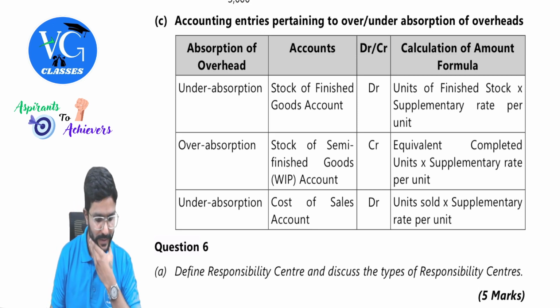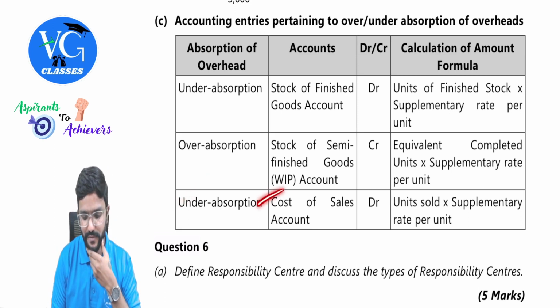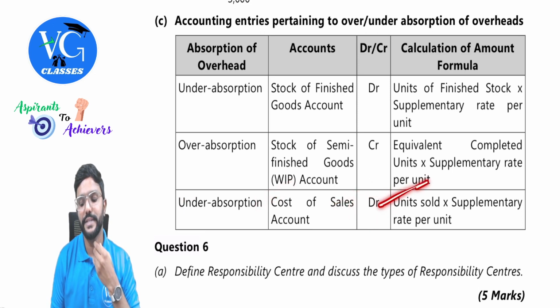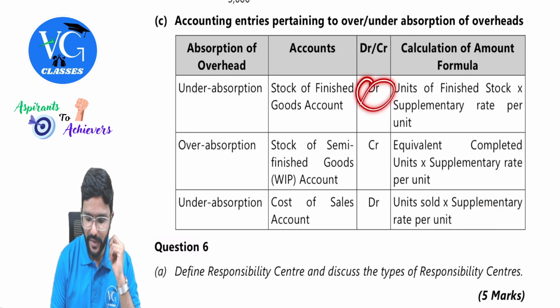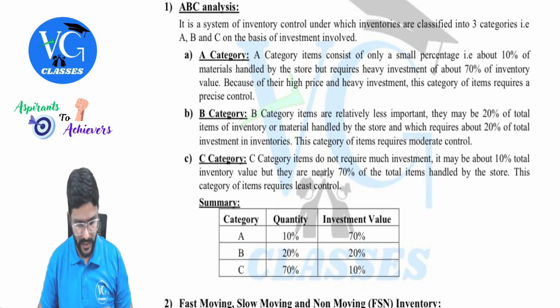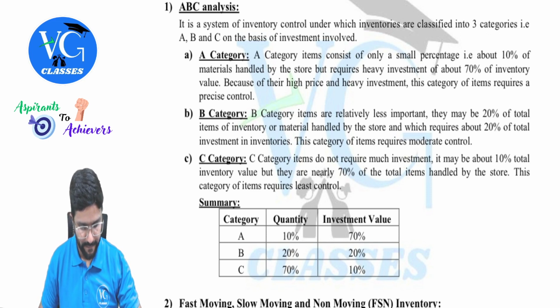Under absorption, cost of sales account will again be debited. So units sold into supplementary rate per unit, guys. And for this, what to debit and what to credit, I hope you guys remember it. I already showed it. Just a minute, I will show it again. In the overhead chapter, it will come, guys.